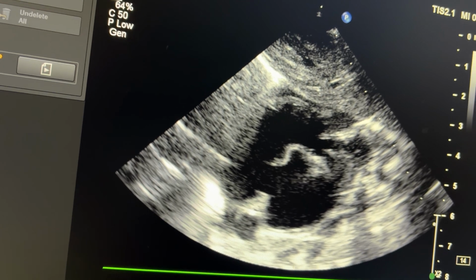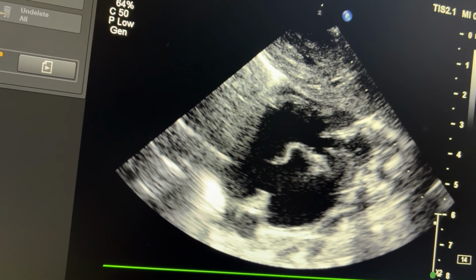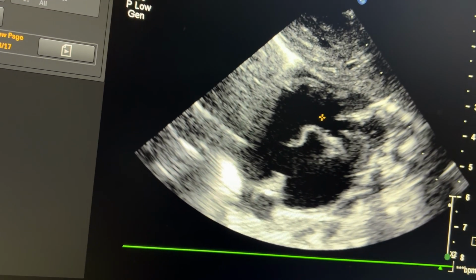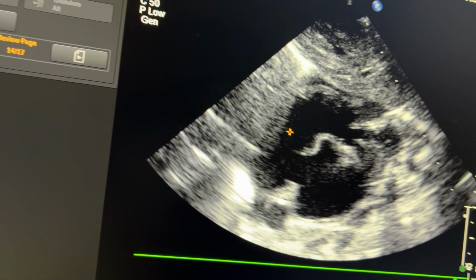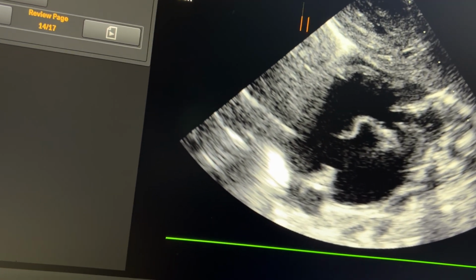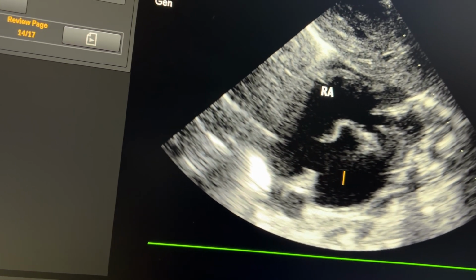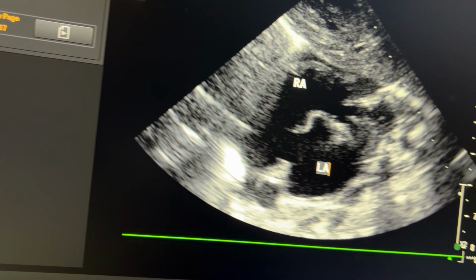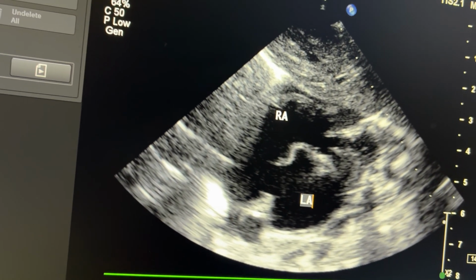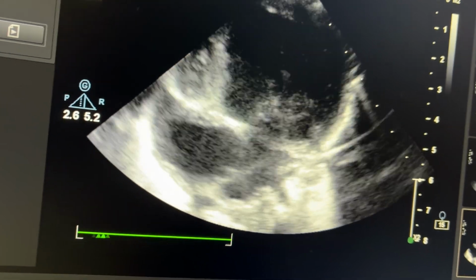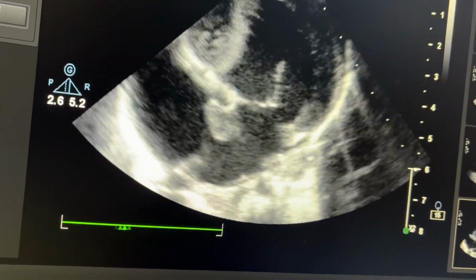Again you see the ASD. This is ASD. This is right atrium and this is left atrium. The next image, again the four-chamber view.